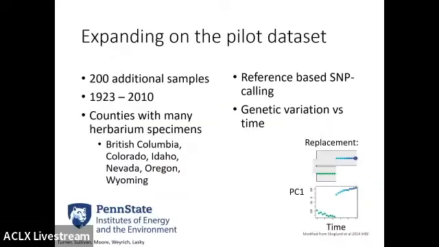So definitely, I want to expand this data set, and we are working to do that now with the help of some collaborators at Penn State. So they're hard at work on this now, and this expanded data set will include some of our earliest specimens and focus on locations that are well represented in herbaria, so counties that have many specimens collected in them over this time period. And ultimately, what we want to do with this whole genome data from these specimens is understand how genetic variation in the species' invaded range has changed over the course of the invasion.